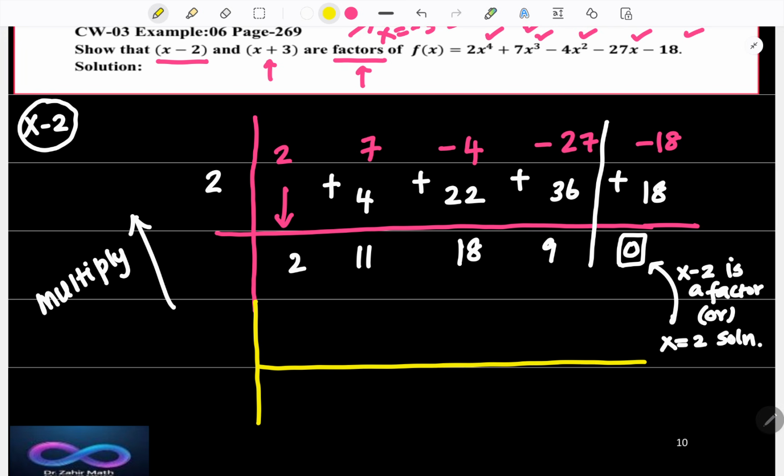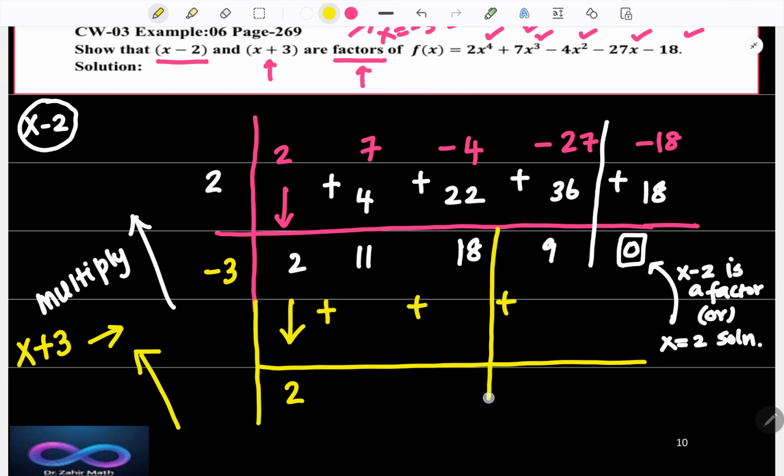What is that? x plus 3. So x plus 3 means you're going to put what here? Minus 3. Now take down 2. This side you're going to multiply. And this side you're going to add. Okay, everybody? Last column must be 0. If you get 0, it is a factor. If you're not getting 0, it is not a factor.